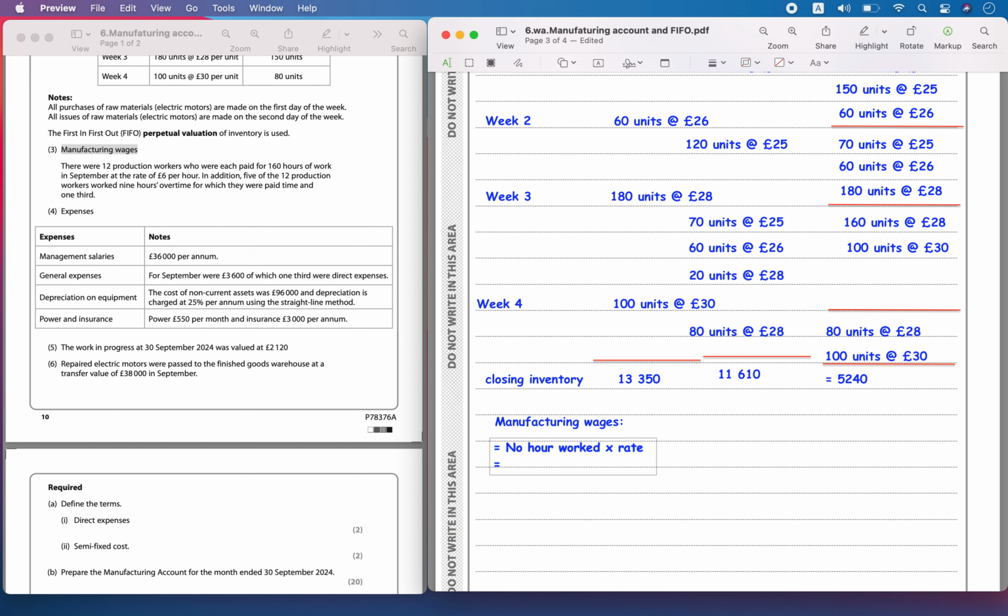So now here they are saying they are paying in two different ways. There are 12 production workers. They are going to work for 160 hours and they're going to be paid at the rate of £6. Apart from that, they are also paying overtime rate for 5 of them who have worked overtime. So 5 times the 9 hours they have worked overtime, at time and a third. So they were paying at 6 plus 6 divided by 3. So let's calculate this value. That is equal to 11,520 plus 360, which is equal to 11,880.